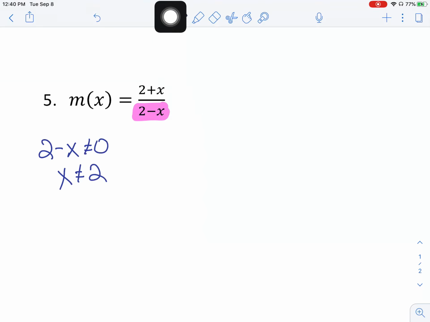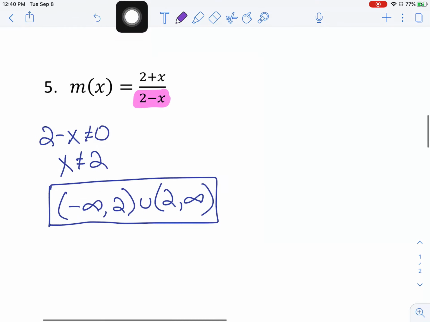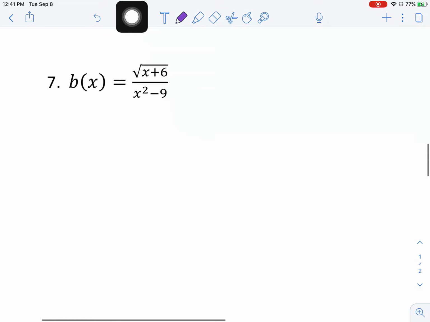All right? If you need the number line, use the number line. You can also just know that you're going to go from negative infinity to 2, and then 2 to infinity. Every number works except for 2. We had to throw it out. And I think there's one more. Ooh, there is. Ooh, number 7.